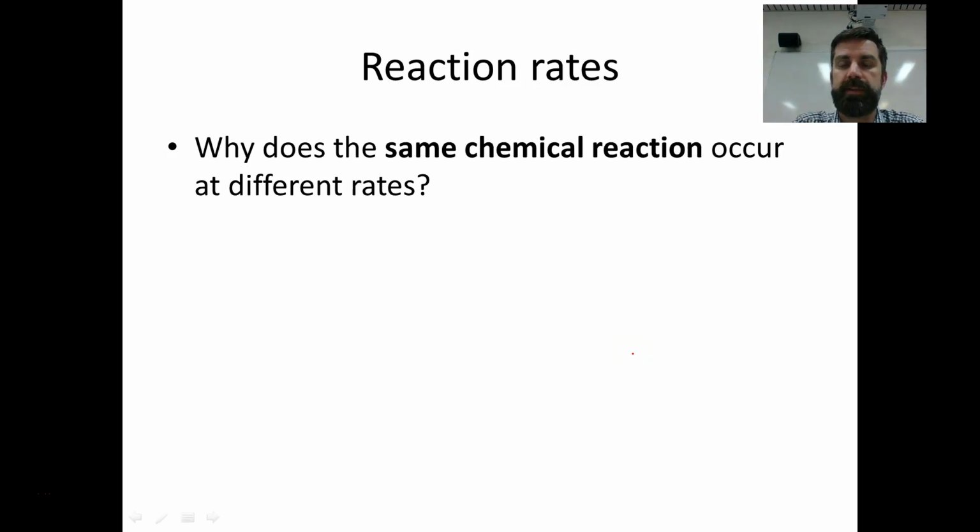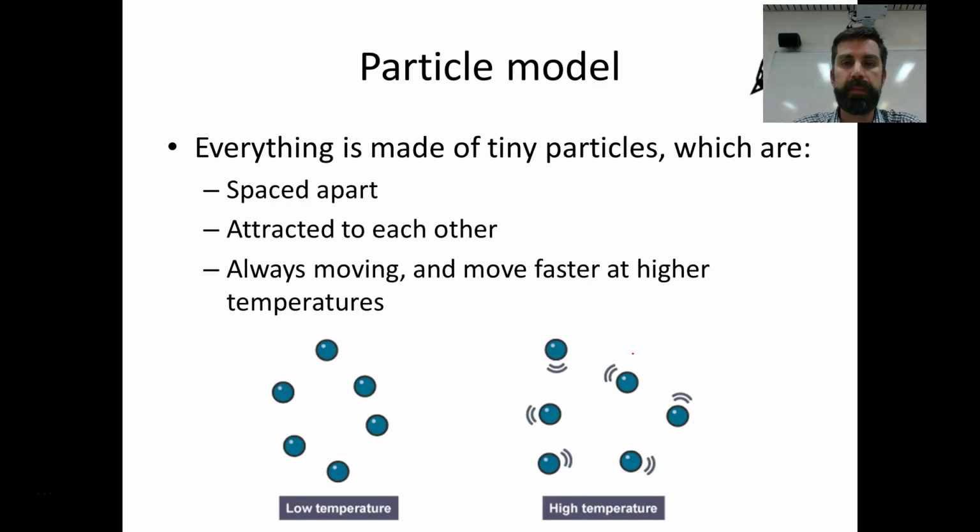Hi guys, in this video I want to talk about reaction rates, which we've been experimenting with in class, but I really want to look at the scientific reason for why the same chemical reaction can occur at different rates. So before we get into that, we need to go back and think about the particle model.